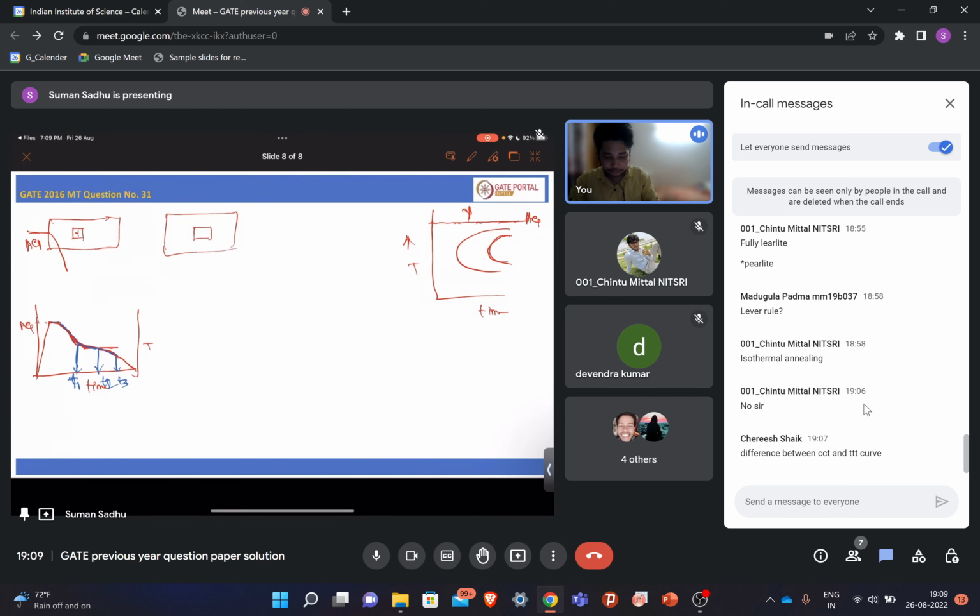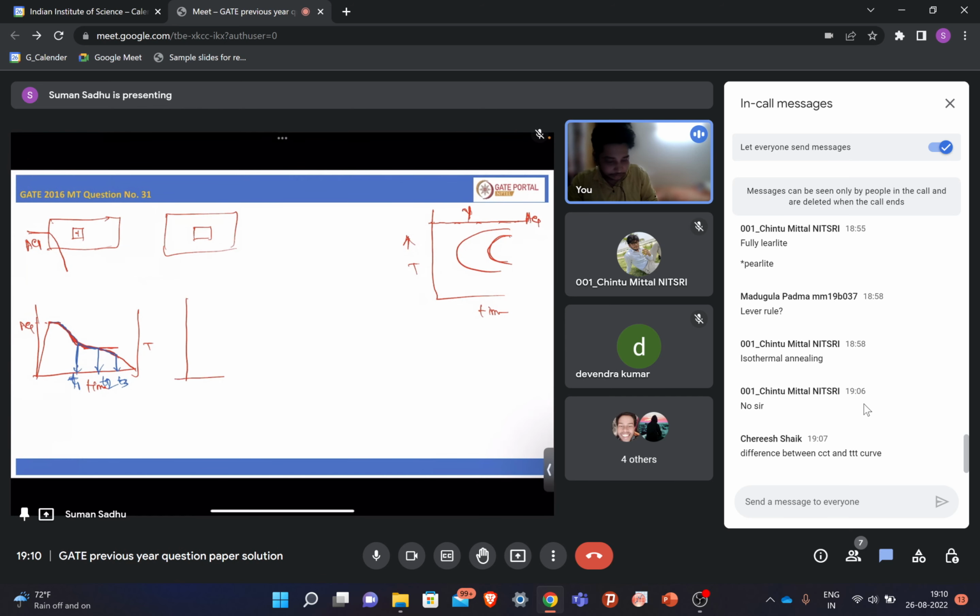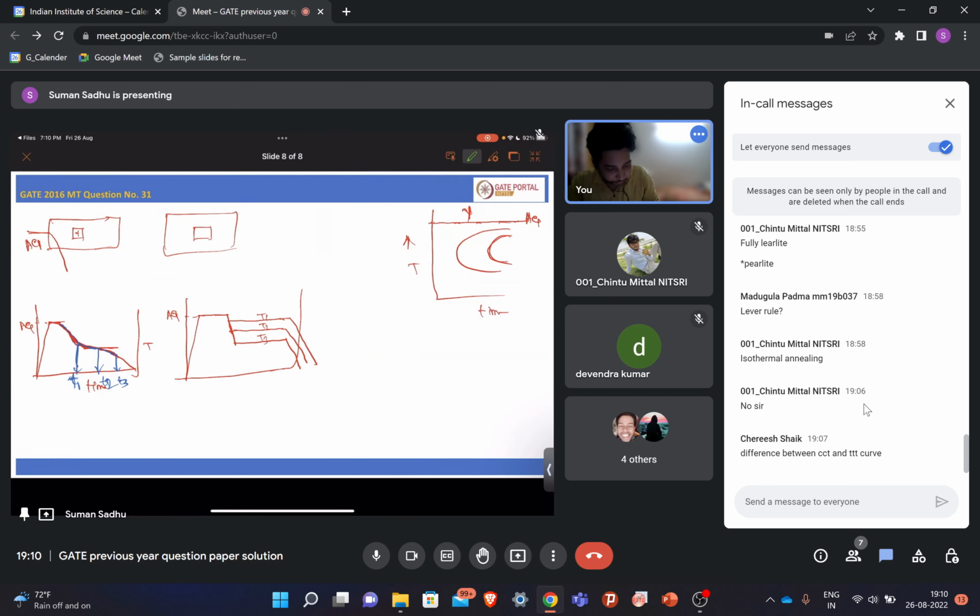So in case of CCT, you are continuously cooling. But in case of TTT, you go to the AC1 temperature and hold for a certain time. Then you quench to temperature T1 and hold it for some time, then quench it again. Then you quench to temperature T2, hold for some time, and then quench it. Then the same at T3. Let's say this is T1, T2, T3. Similarly, you can also quench to further lower temperatures.